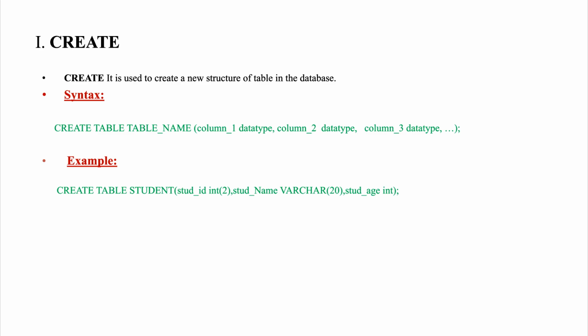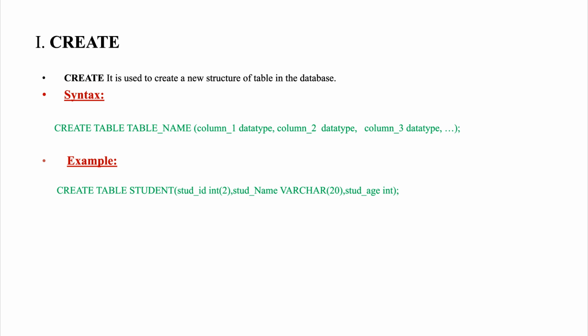The create command is used to create a new structure of a table in a database. You can also create objects like procedure, function, trigger by using the create command. Syntax: create table, table name, in brackets column 1 data type, comma, column 2 data type, column 3 data type, comma, up to n, end with semicolon.